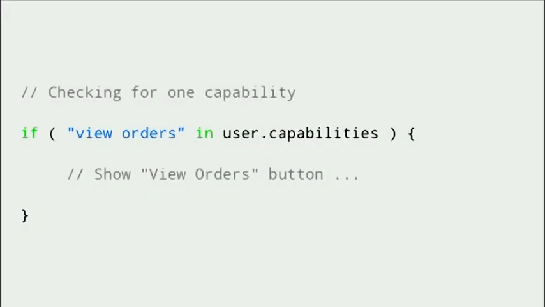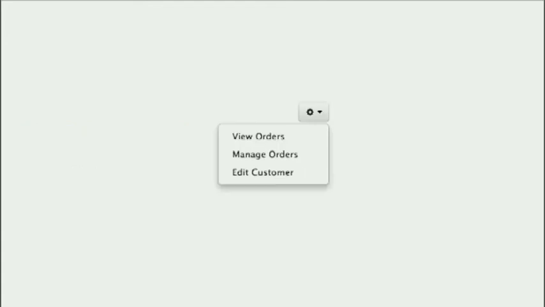So this snippet showed the checking for one capability, but what if your UI element is a little more complicated? I know it doesn't look complicated, but maybe this UI element is this little button, and it exposes this menu. And for each one of these items, you need a different capability. And if the person can't do any of these things, you don't even want to show this button at all.